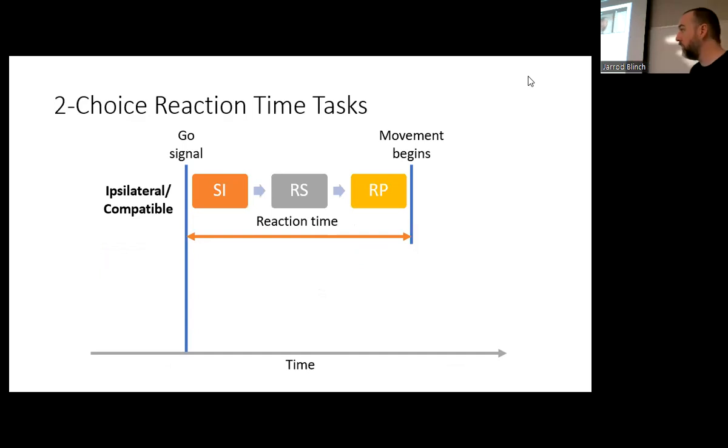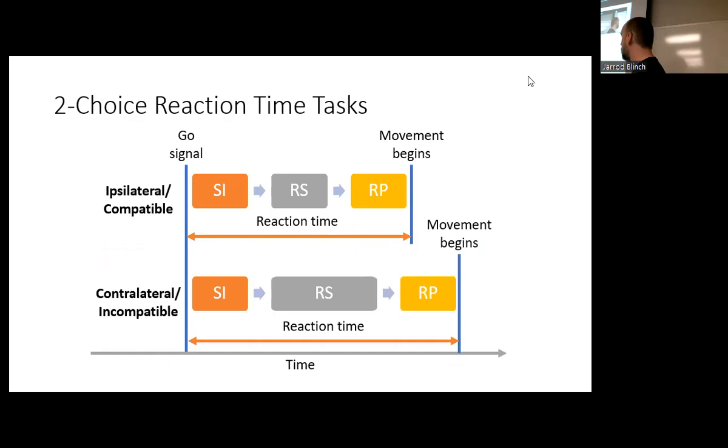So if we go back to our information processing model with our three major stages. Two choice reaction time, between the go signal and the movement beginning, we go through all three stages or 5 substages. For ipsilateral, which we'll call the compatible mapping, you'll have a short reaction time. When it's contralateral or incompatible, reaction time is longer. And just like in Hick-Hyman, we're suggesting that's because response selection takes longer.